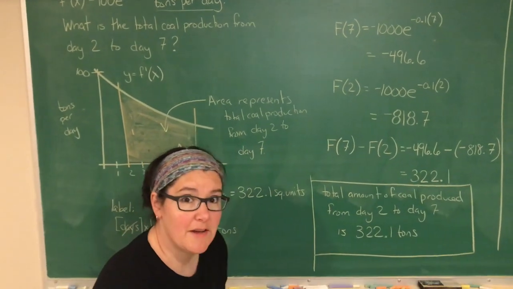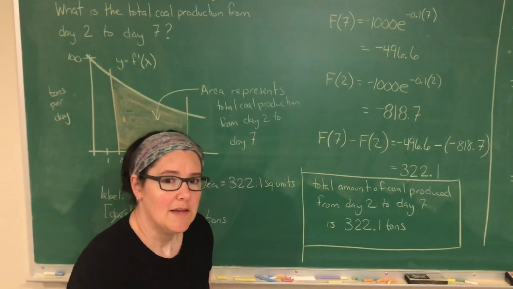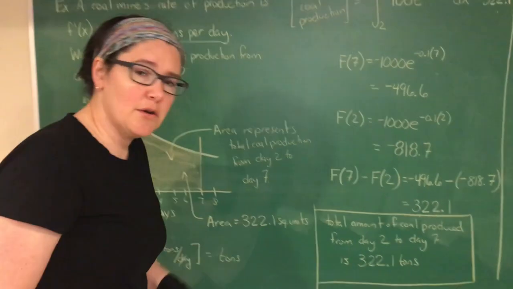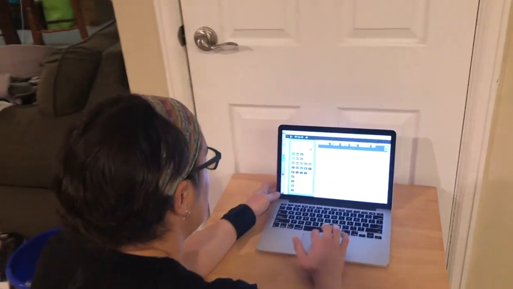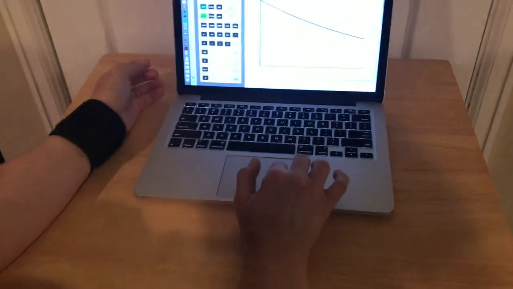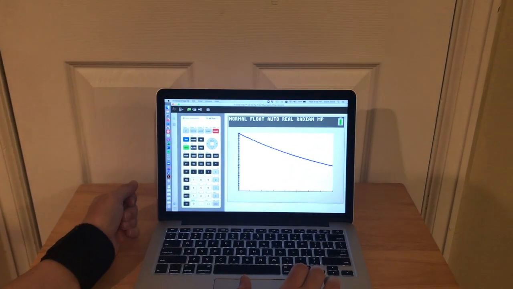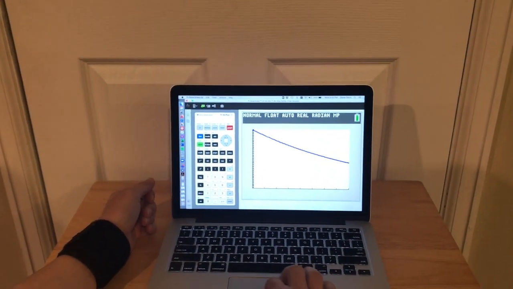Okay, so we finished evaluating this integral by hand. It might be nice to double check this on the calculator, and we've already graphed the function, so this is actually a pretty quick check. So let's go back over to the graphing calculator for a minute. And again, we have our function here. This is our derivative, our 100e to the negative 0.1x.